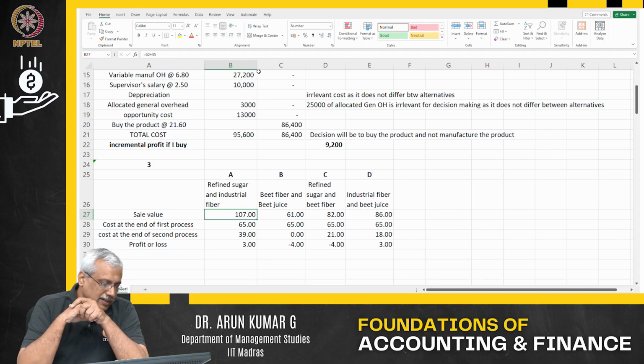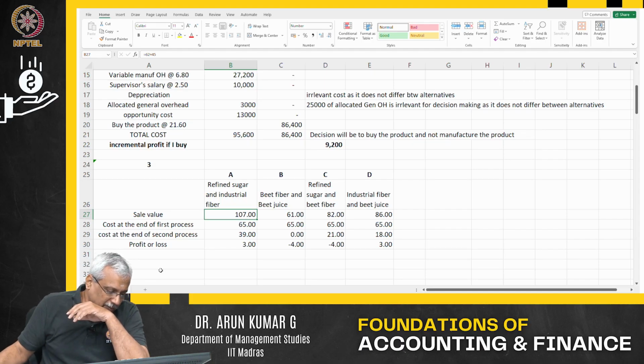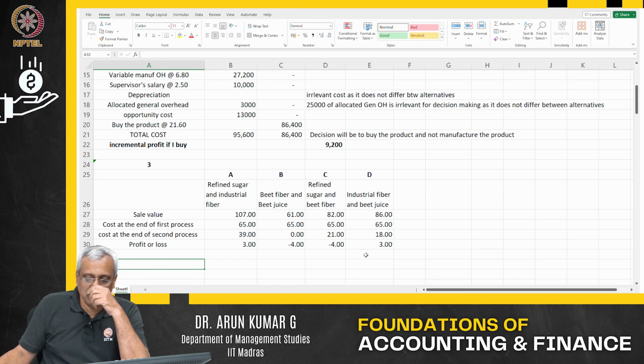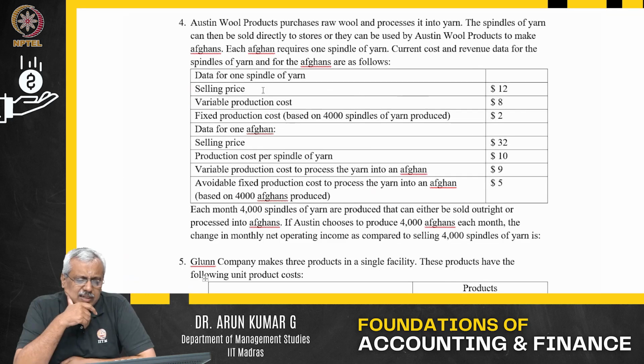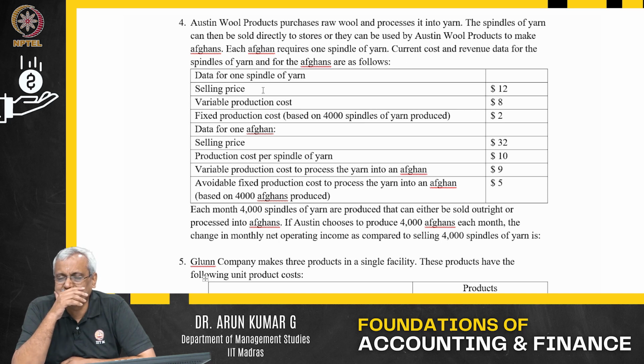Now let us look at the next problem, that is problem number 4. Coming to the fourth problem, it is not going to be very different from the third problem we did. Again it is going to be only decision making, only incremental decision making, exactly like what we saw in the earlier case.